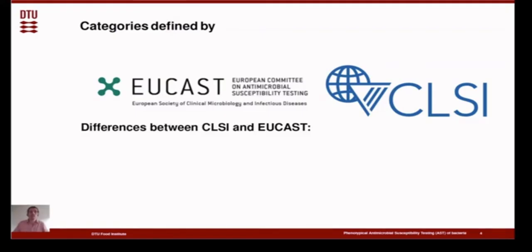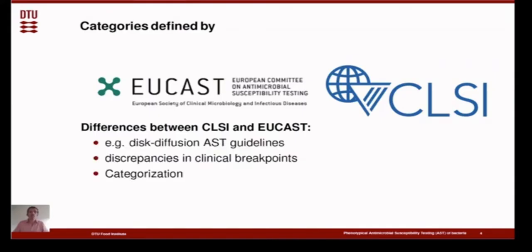The first one is that EUCAST is free. All the documentation is freely available. For CLSI, you have to be a member to have access to all the documentation and to the criteria to determine whether an isolate is resistant or susceptible. Other differences are that some procedures are different between CLSI and EUCAST, and also the breakpoints might not be exactly the same from one to the other. So this is something that you have to keep in mind.